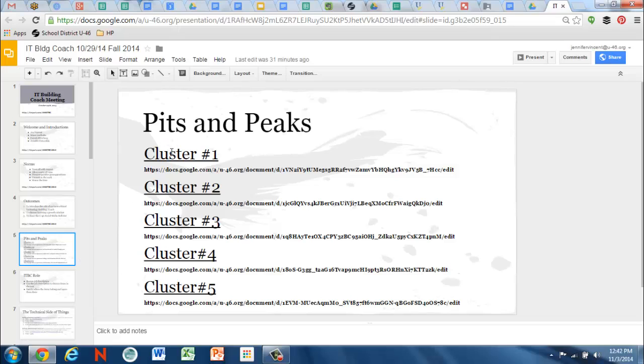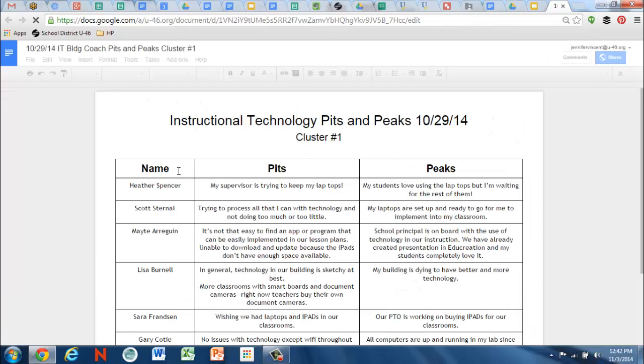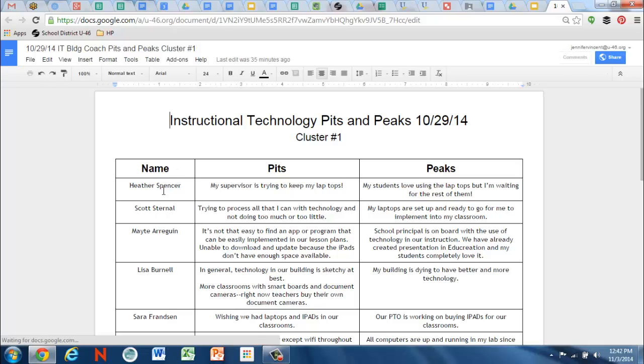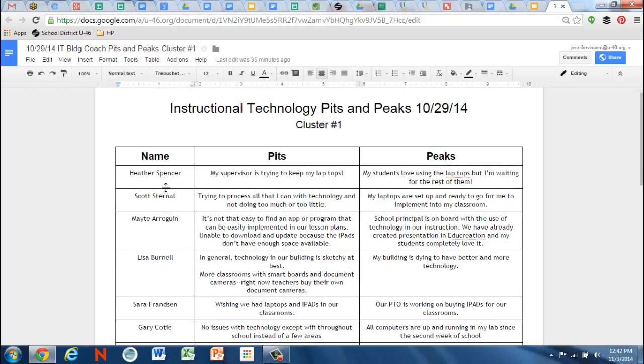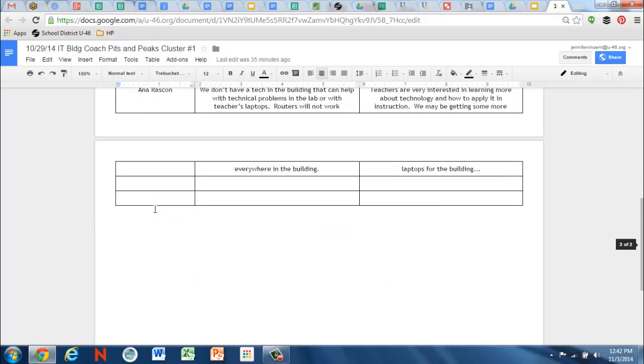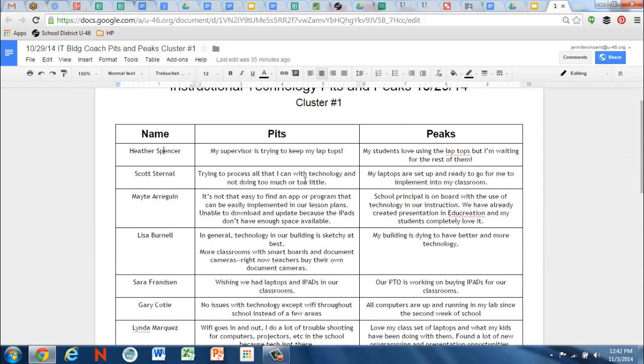So whatever cluster you're in, go ahead and click open the document that relates to you for pits and peaks, and you'll find your line, or choose a line for yourself. You might need to add a row. And then pits are things that are not going so great right now in terms of technology, and peaks are things that are going really great with technology.